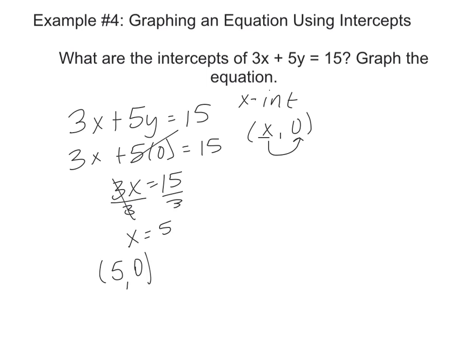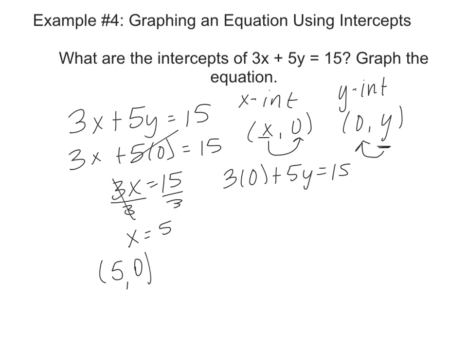Okay, so that's the first part. Now, if I want to find my y-intercept, I'm looking for the y value when my x is 0. So do the same thing. I would have 3 times 0 plus 5y equals 15. Anything times 0 is 0, so then I would have 5y equal to 15. Finally, if I divide by 5, y equals 3. So in other words, our y-intercept is 0, comma 3.